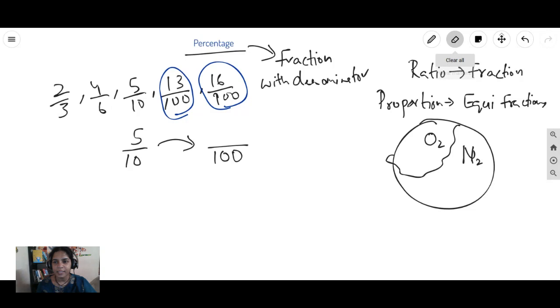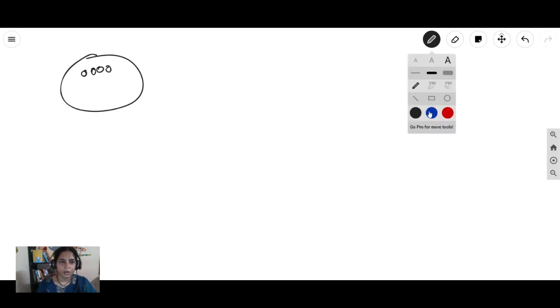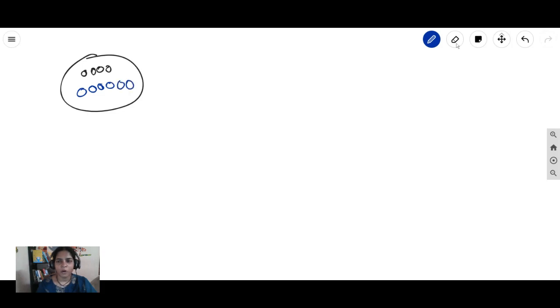Now let's take one more example to understand the percentage. Let's say that in a bowl you have beads, black color beads and blue color beads. Now if I write the fraction of black color, 4 is the black color beads, fine. But the fraction of the total beads means we write the total below.